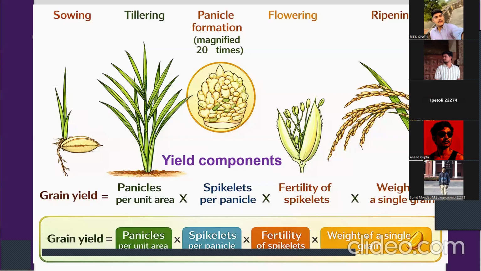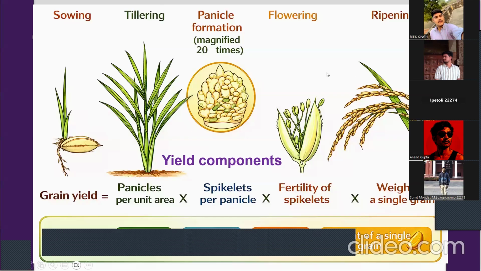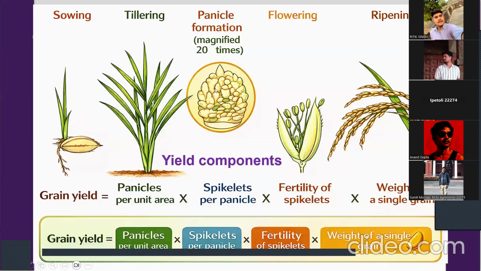Then comes the reproductive stage, that is the panicle formation stage. You can see panicle initiation up to the boot leaf stage, and here you can see the panicle formation. This is the second important aspect that determines the yield of rice, and for that matter, of wheat and other crops also. So panicle formation, initiation and development is very, very important.